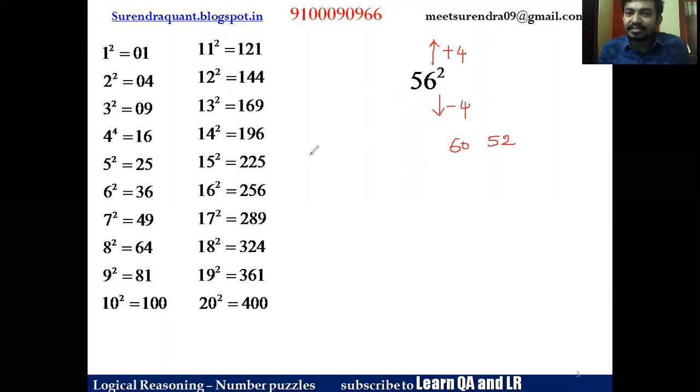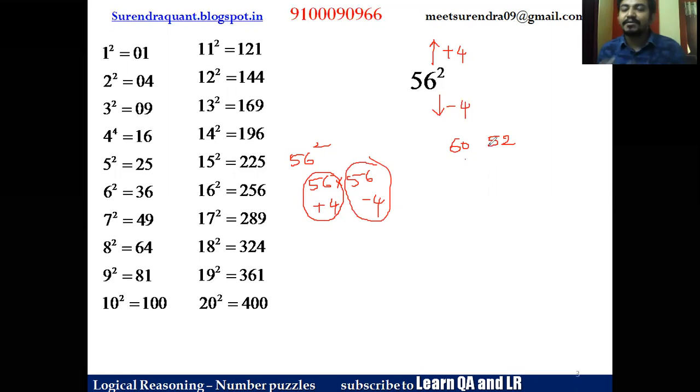Friends, what I am doing is taking 56 squared as 56 into 56. For one number, I am adding 4. For the other number, I am subtracting 4. So 56 plus 4 becomes 60, and 56 minus 4 becomes 52. Right? Now, this is the first step. Let us make divisions. After taking 56 plus 4, 60, one line. Always try to take the number ending with 0 in the leftmost part. So 56 minus 4, 52.